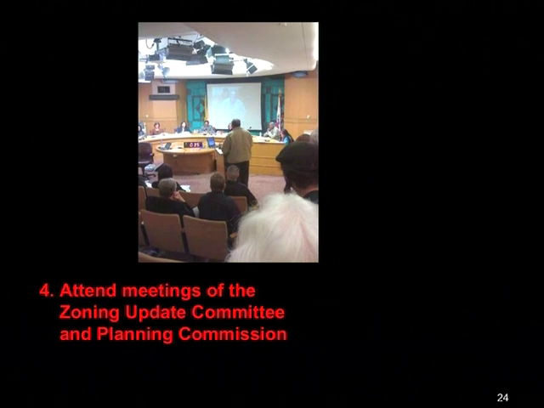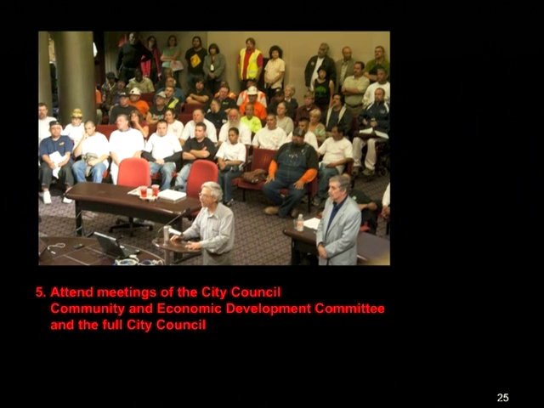Once the ZUC makes a recommendation, the proposed regulations will go to the full Planning Commission. That is expected in fall 2010. Several meetings of the Commission are likely before action is taken. Once the Planning Commission makes a recommendation, the zoning regulations and maps will go to the City Council. They'll first be considered by the Council's Community and Economic Development Subcommittee and then by the full Council. Adoption by the full Council is likely during 2011.